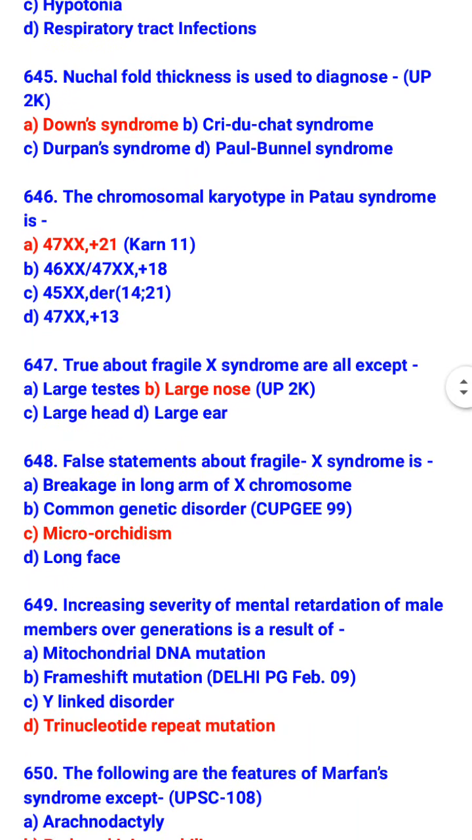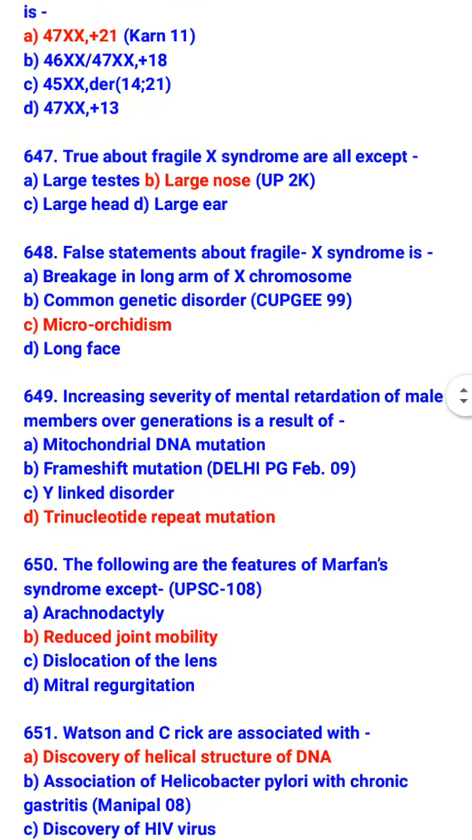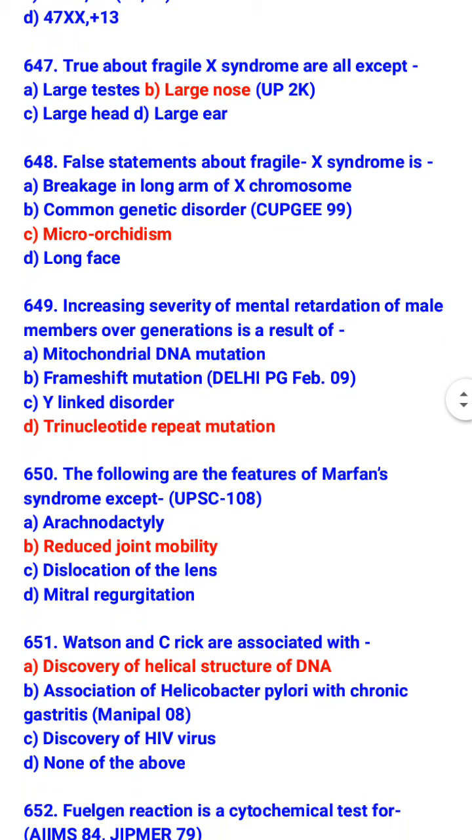True about Fragile X syndrome are all except large nose. So what is true about Fragile X syndrome? Large testicles, large head, and large ears. False statement about Fragile X syndrome is microorchidism. What is true about Fragile X syndrome? Breakage in the long arm of the X chromosome, common genetic disorder, and long face. Increasing severity of mental retardation in male members over generations as a result of trinucleotide repeat mutation.